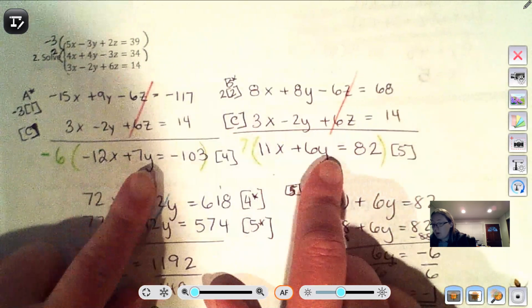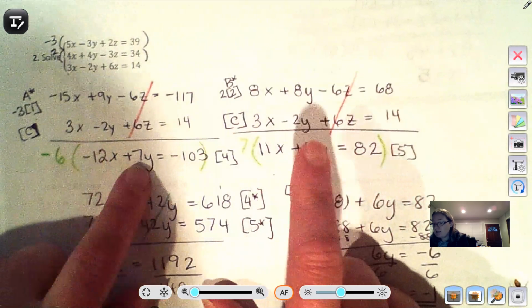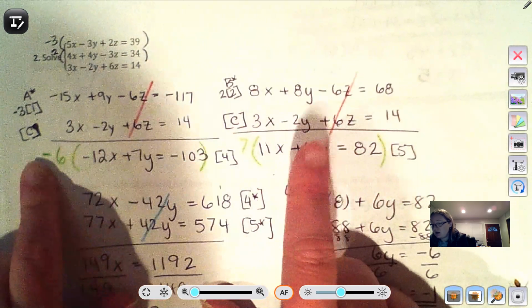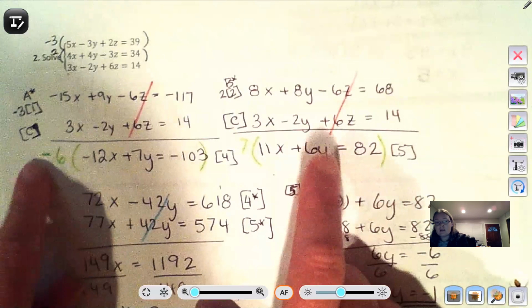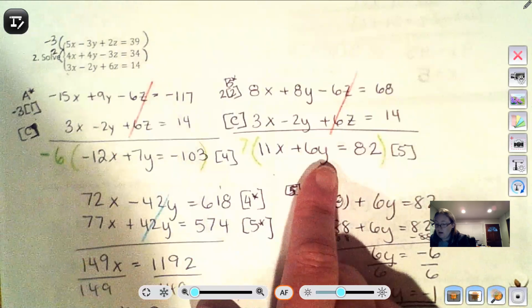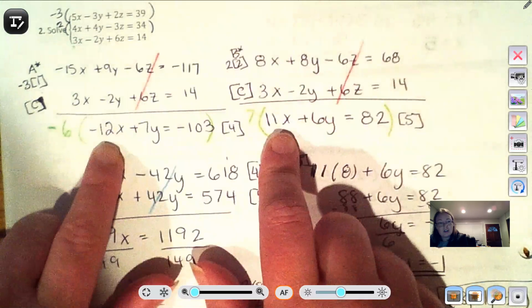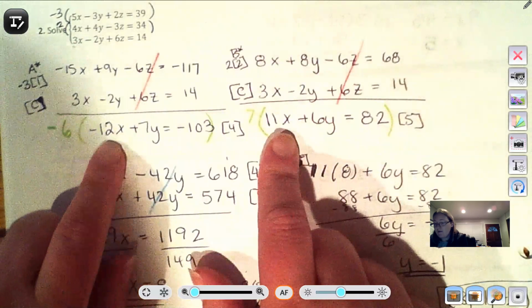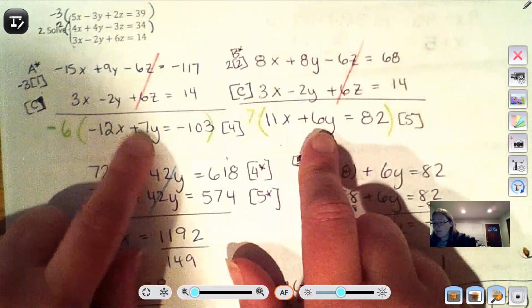So the lowest common multiple is going to be 42, and that's getting rid of the y's by doing negative 6 and 7, or you could do 6 and negative 7. You just need them to be opposites. Versus if I try to get rid of x's, it would be a much larger number. So I try to be strategic and find the lowest common multiple and then make them opposites.